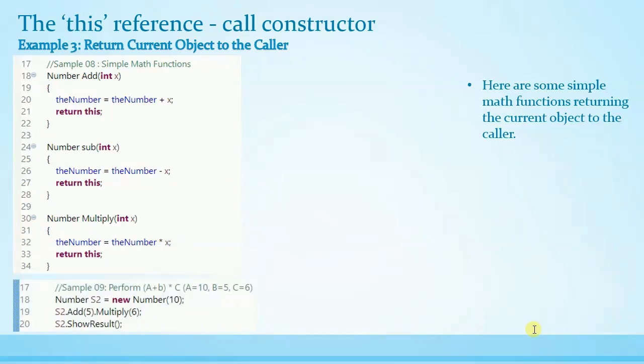Here in the void main, we can create an instance, and then we can call the method. Then we can use the return value to call the additional method. So in the command, if you see, we are ultimately performing the operation like a plus b into c.